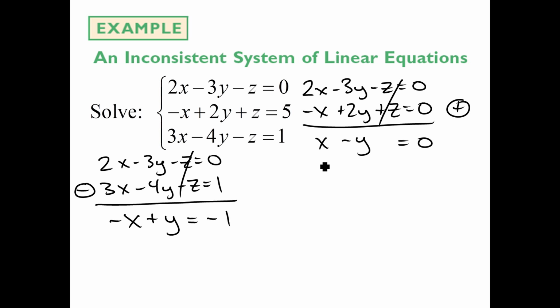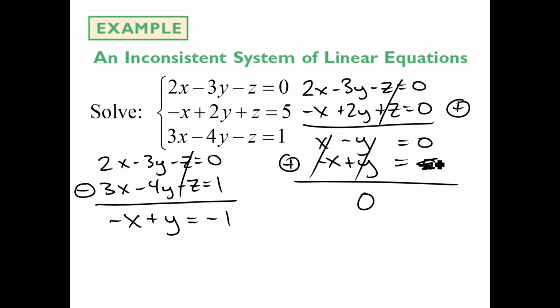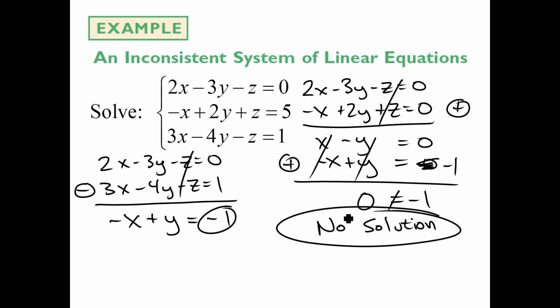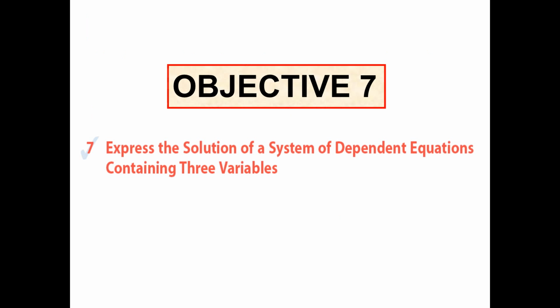X minus y equals 0, and negative x plus y equals 0. To cancel out the x's, we could add, but that also cancels out the y's, so we've got 0. It's alright. Negative 1 over here, and if we add straight down here, we've got negative 1. Does that work? No. So right away we know this is an inconsistent system. This is not going to work. We have no solution. Alright, no solution for that one.